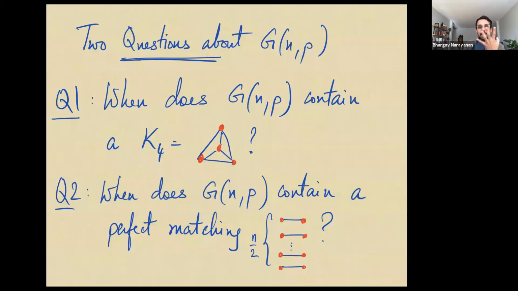The second question, which will also serve as a useful motivating example, is an analogous one. Again, we slide p around in G(n,p) and we ask, at what point do we see a perfect matching inside this random graph? It goes without saying that for the purposes of question 2, I'll assume that n is even, because the question makes no sense otherwise. These are 2 simple motivating questions that will underpin some of the results that I'll talk about today.